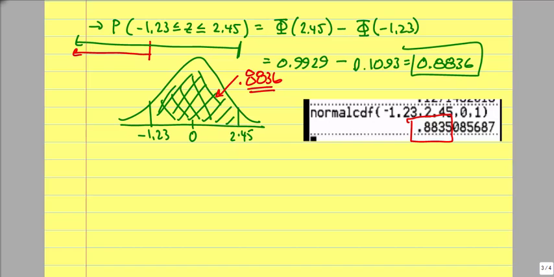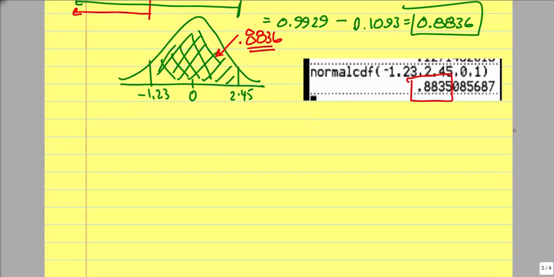So we've looked at upper right, lower left, and the between, and we can also look at problems where we're given the probability and then asked to look up our values backward. So for instance, we could be given something like, what is the probability that z is less than or equal to some value of c, where I don't know the value of c, but I do know the probability. In this case, let's say that's given as 0.9345.